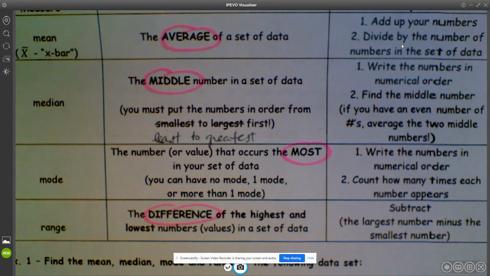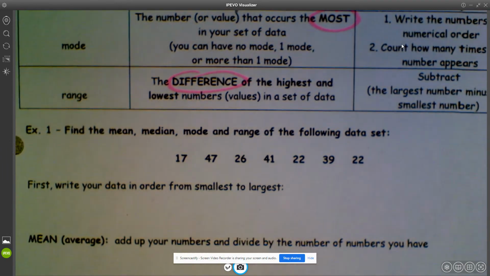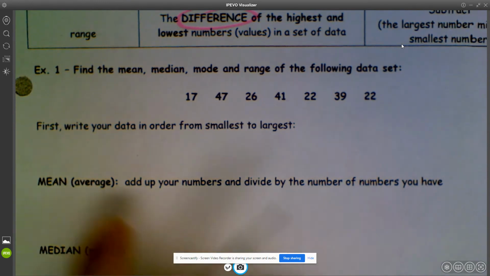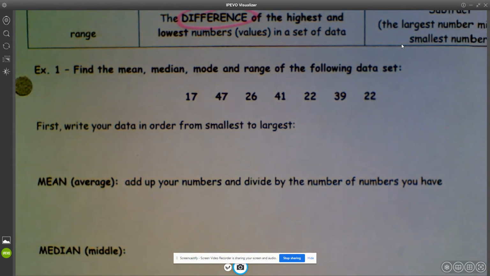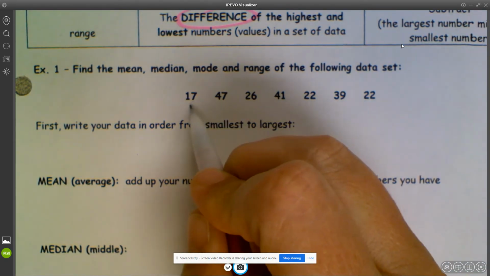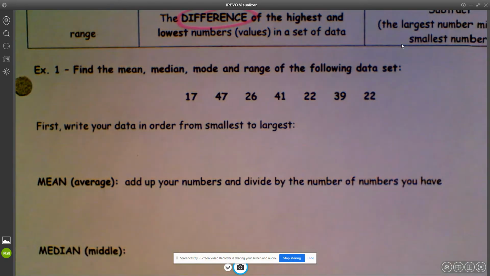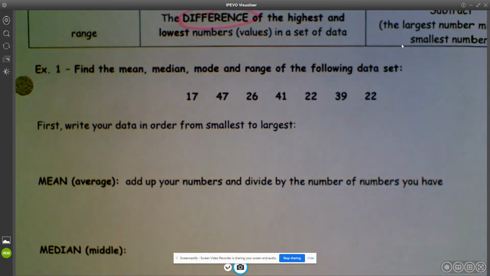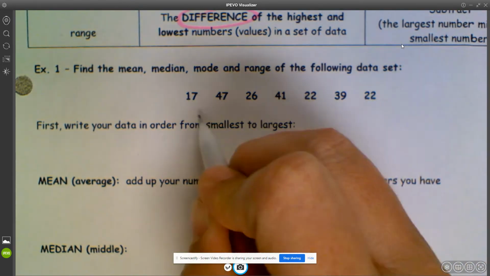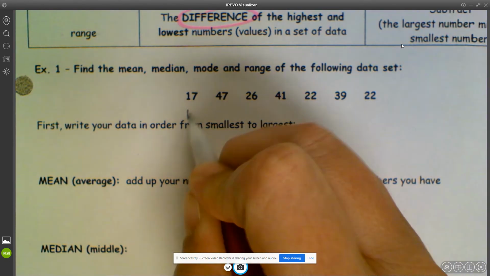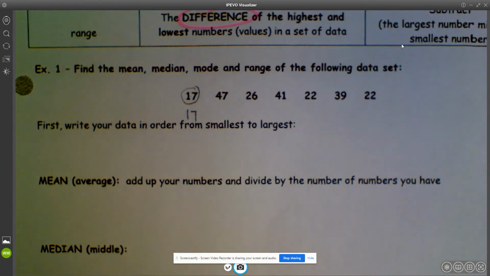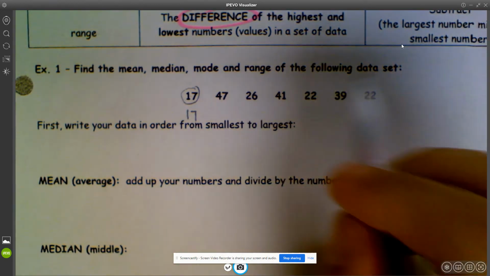The first example that I give you is I want you to find the mean, median, mode, and range of the following. They tell you to write your data in order from smallest to largest. What I do is I always write my numbers directly beneath the other numbers. That way, when I'm putting them in order, I don't forget one by accident. So I see that 17 is my smallest number. And I don't cross through the number because some people use pen and you want to make sure you account for everything. You don't want to forget anything.